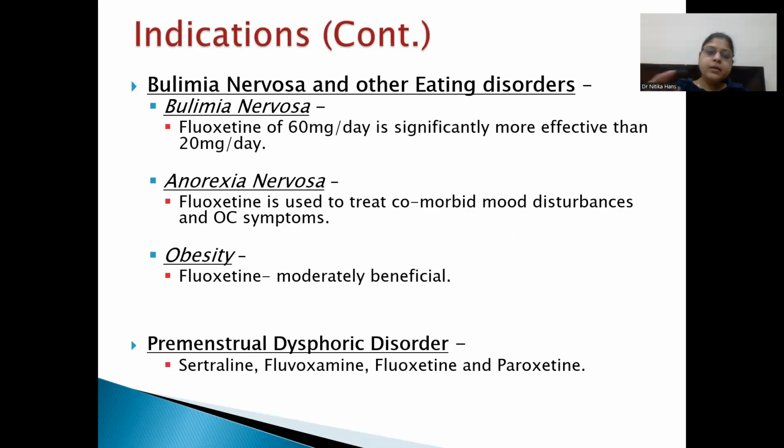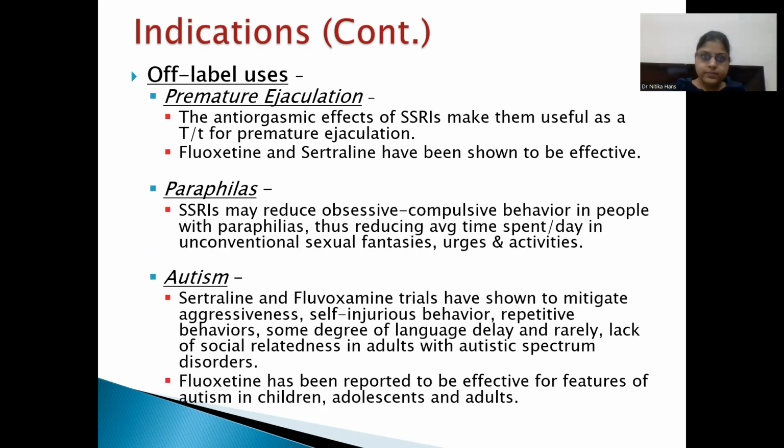Bulimia nervosa, when the patient is eating uncontrollably, fluoxetine can be given, 60 milligram per day. Anorexia, when there is loss of appetite, fluoxetine can be given to treat comorbid mood disturbances and obsessive compulsive symptoms. Obesity, fluoxetine. Premenstrual dysphoric disorder, we can give sertraline, fluvoxamine, fluoxetine, and paroxetine.